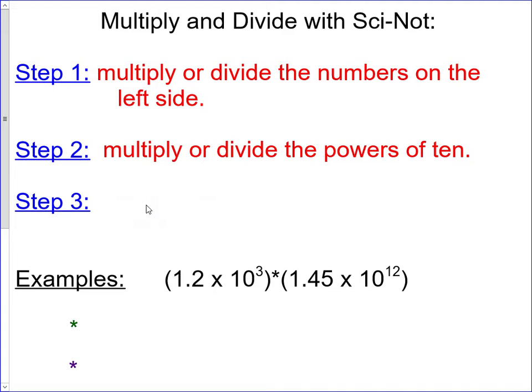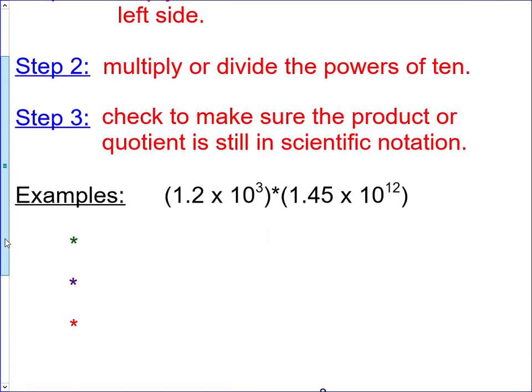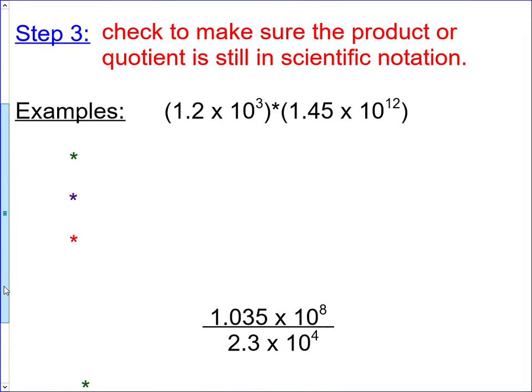Step number three is going to be to check to make sure the product or quotient is still in scientific notation. Let's take a look at multiplication first. In this first example, we have 1.2 times 10 to the third times 1.45 times 10 to the 12th power.